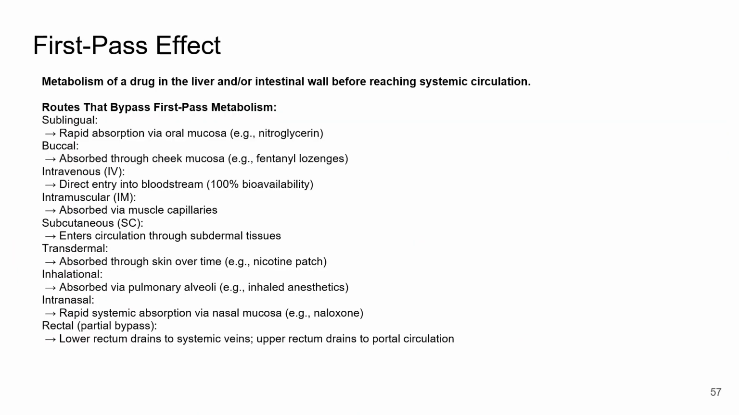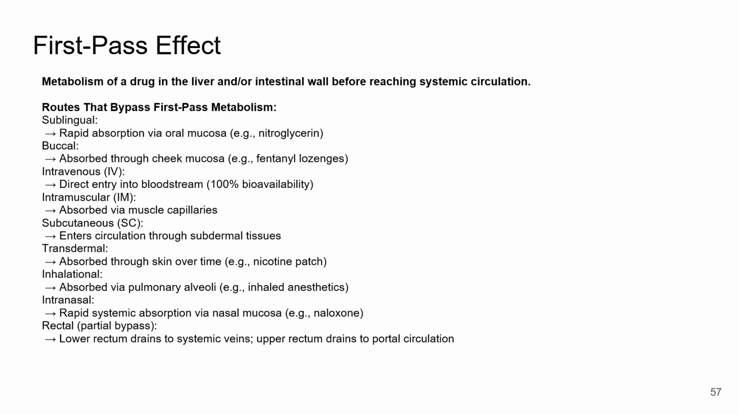Okay, so this is just a big picture slide of first pass metabolism and how different routes of administration will affect it. First pass metabolism refers to drug metabolism in the liver and sometimes the intestinal wall before the drug ever reaches systemic circulation. This is why many oral drugs have lower bioavailability. The drug is partially inactivated before it can exert its effects.